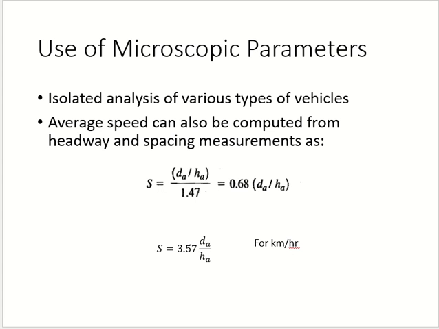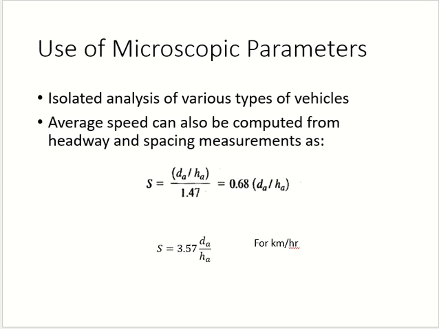A more important application of microscopic parameters is to study the behavior of a specific type of vehicles or a specific type of drivers to see their effect on traffic. So if I tell you that the flow is 1000 vehicles per hour, I combined everybody into one value. But these 1000 vehicles are not the same. Some of them are going faster, some of them are going slower. Some of them need more space, some of them need less space. So if you rely on macroscopic parameters, density and mean speed and so on and so forth, you cannot know the behavior or effect of a specific type of vehicles or drivers on the road.